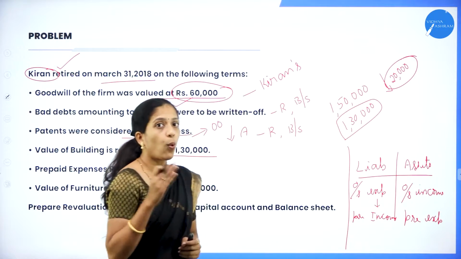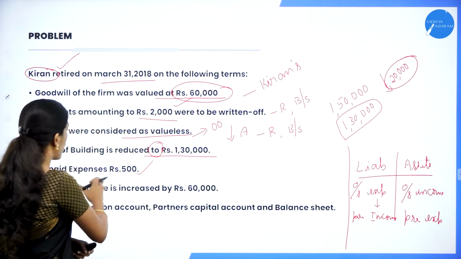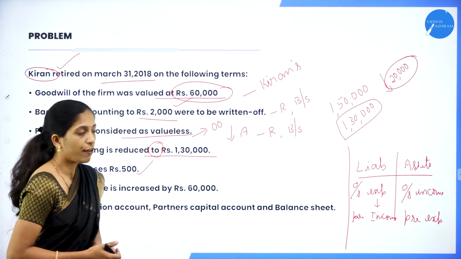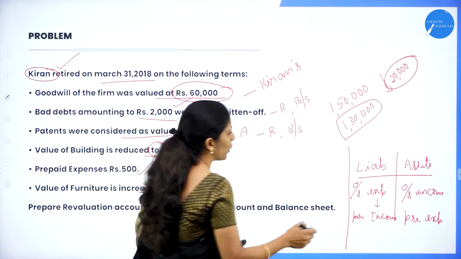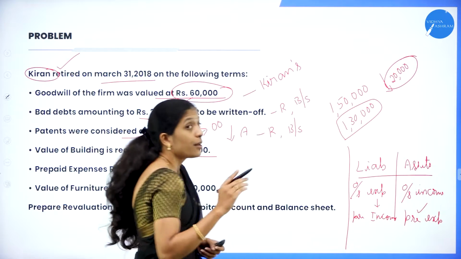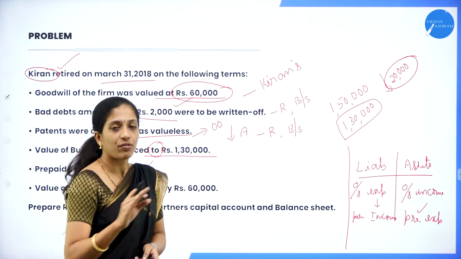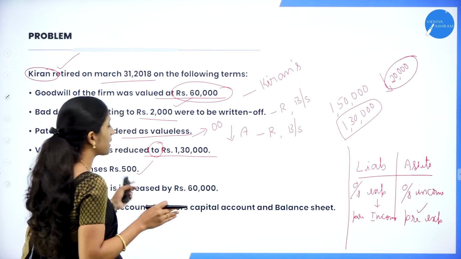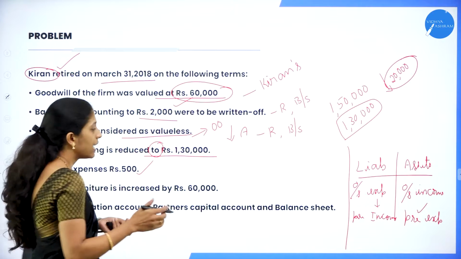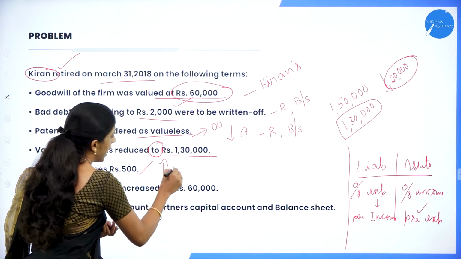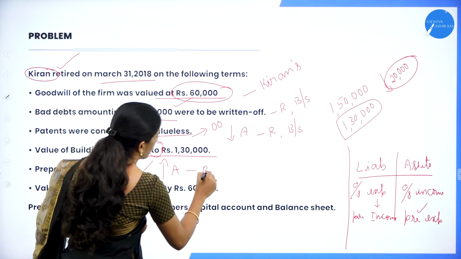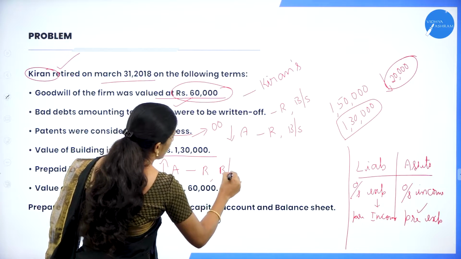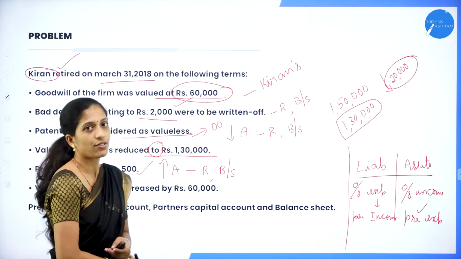So here, what they have given? They have given about prepaid expenses rupees 500. So prepaid expense is what? It's an asset. But in the balance sheet, they have not given prepaid expenses. Now they are telling that prepaid expenses is rupees 500. It means what? Increase in asset. So where do we record? Once in revaluation account and once it has to be recorded in the balance sheet.